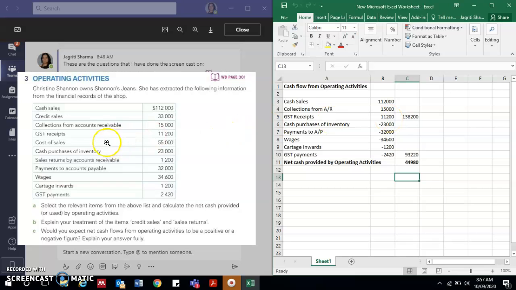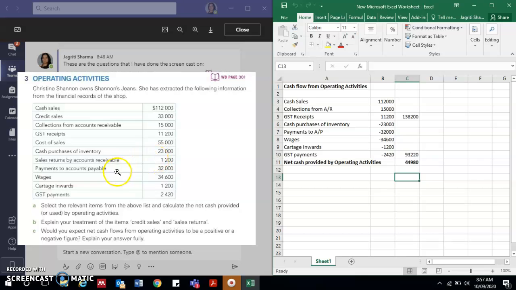Okay, cost of sales is never a part of the operating cash flow statement because this is just the cost of my sales. There's no cash involved in this. Cash purchases of inventory, again, when I'm purchasing, I'm making the payment. So Excel doesn't let me do the bracket, so I've just put that as minus here. Okay, sales returns by accounts receivable. So accounts receivable is something we haven't received the money from, so it is my non-cash item for now.